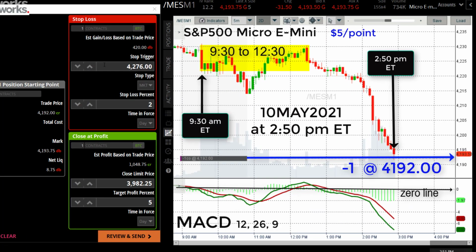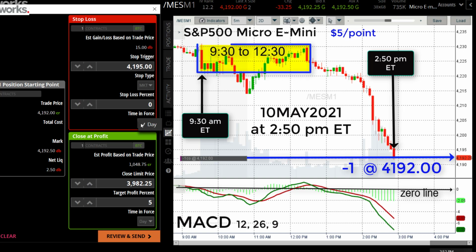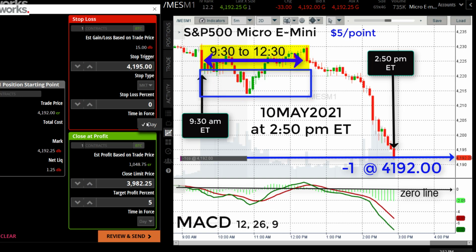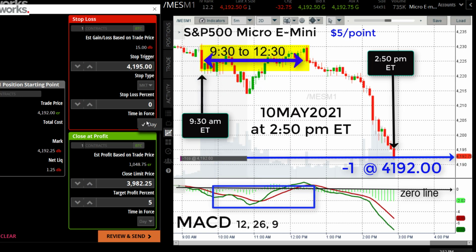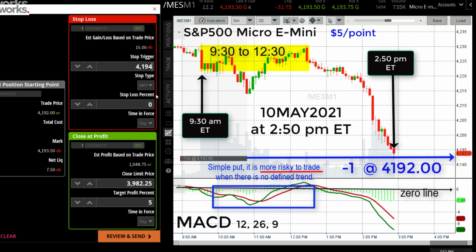Okay, the date's the 10th of May, 2021. I'm shorting one S&P Micro E-mini, $5 a point. And at 2:50 p.m. you see the market between 9:30 and 12:30 in the highlighted yellow up there. The price is the same at 12:30 as it was at 9:30, the opening. And you see down in the MACD on the bottom, the lines are what I call spaghetti lines. They're weaving in and out of each other. That means there's no particular direction or strong trend in the market all day long.